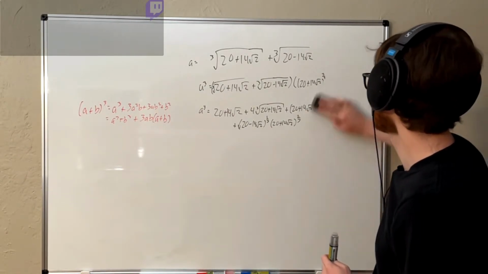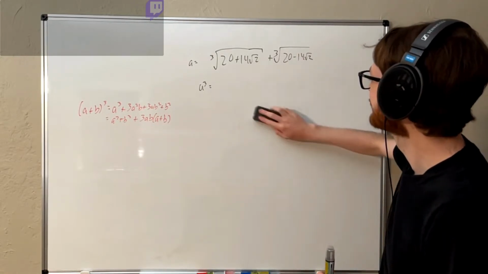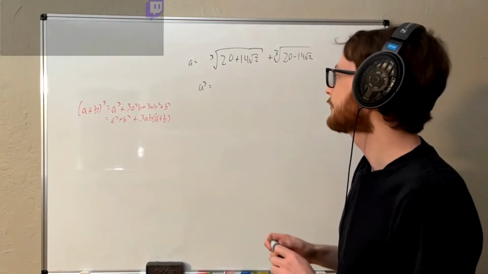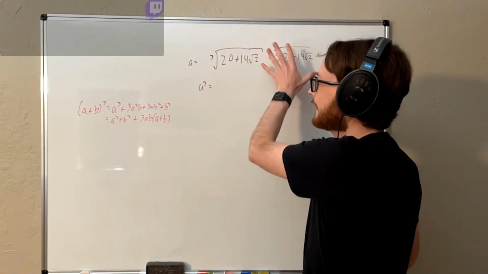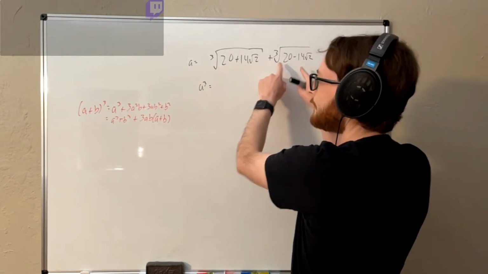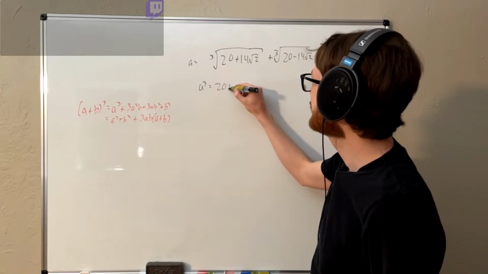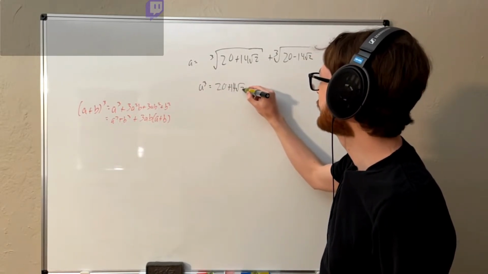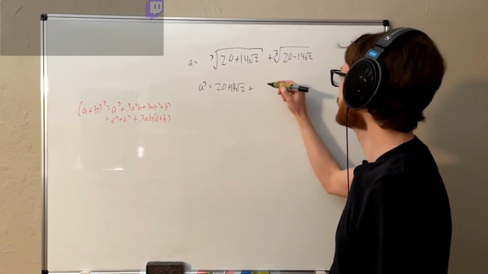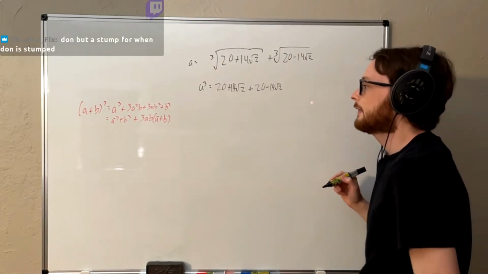Okay, yes, let me just tear down this work. So I'm just going to cube a, and over here that's the a, that's the b in this scenario. 20 plus 14 root 2 is that a cubed. Then we're going to do the b cubed, which is this thing cubed. And then we plug in here.